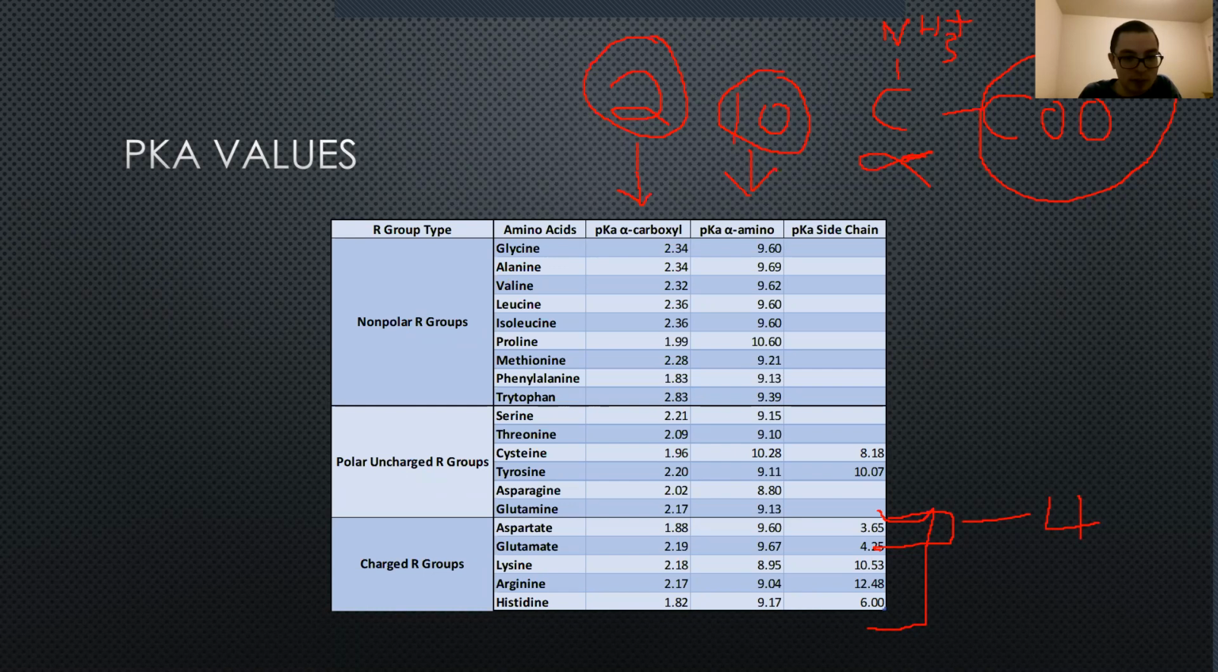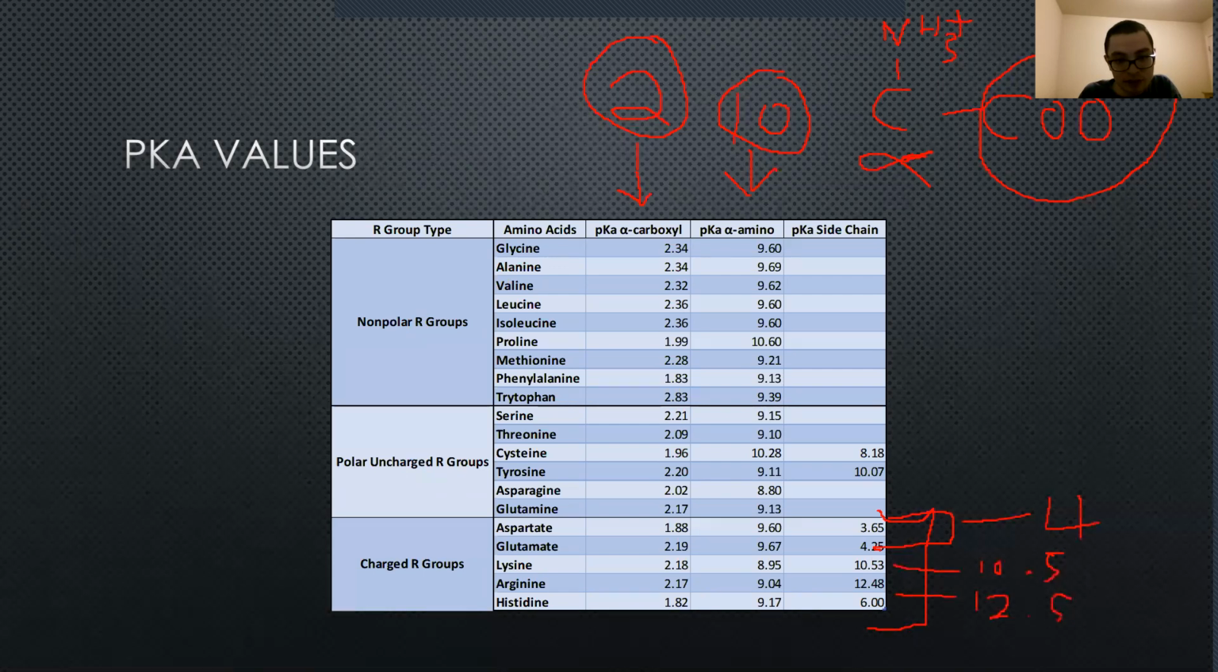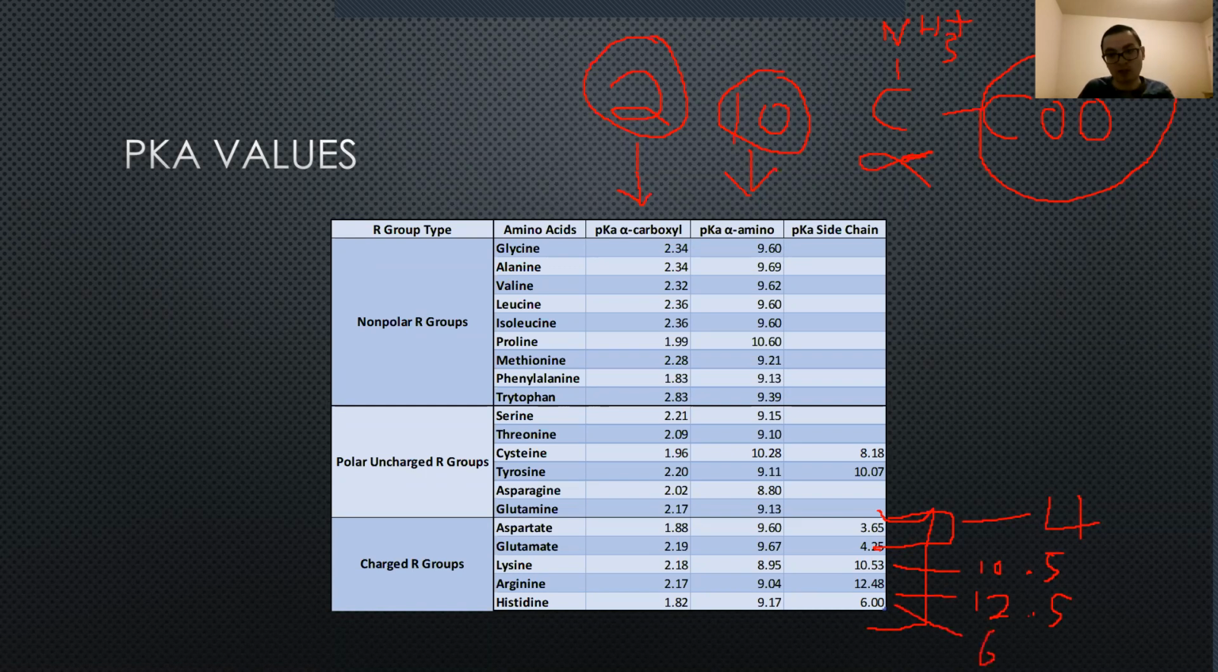Whether you choose to remember lysine as 10 or 11, it wouldn't make a difference. I have it memorized as around 10.5. I haven't checked this value in years, but if you use 11 or use 10, you wouldn't get anything wrong. For arginine, you can remember 12. For histidine, some people say 6, some say 6.5, some say 7.